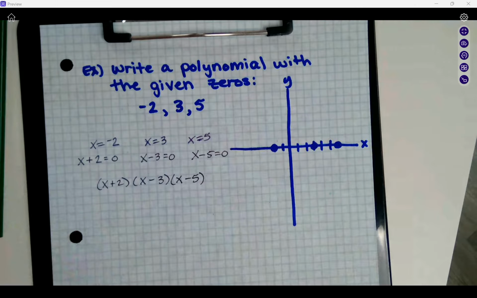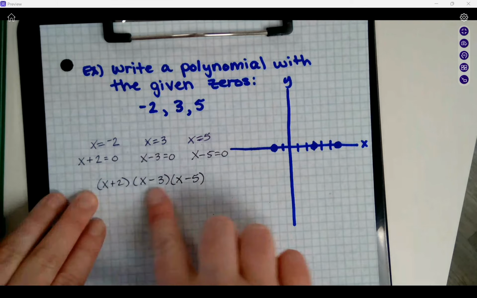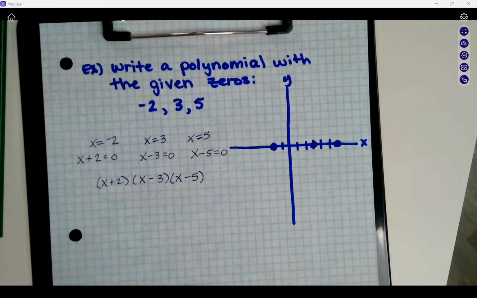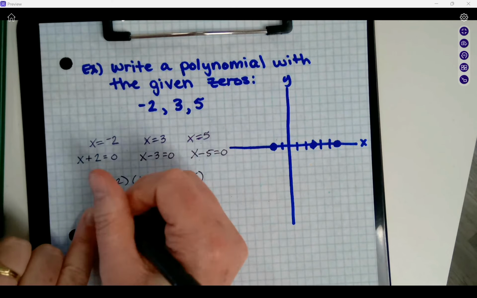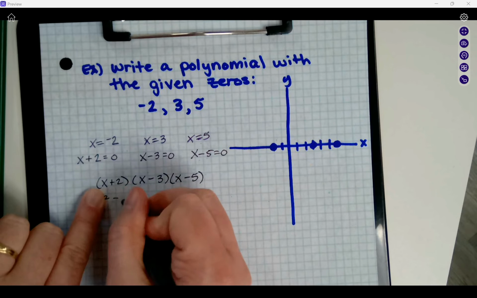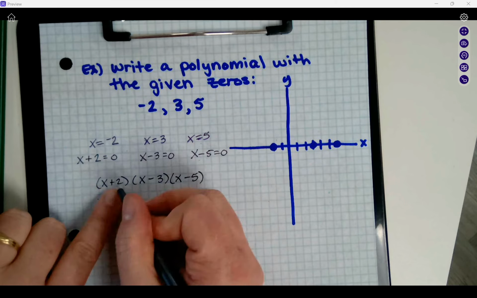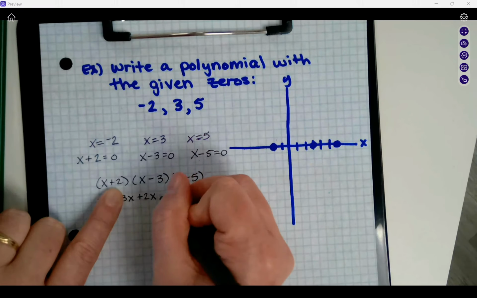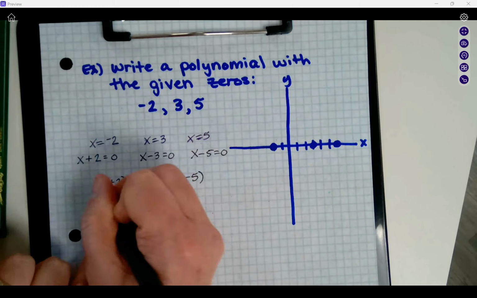of our polynomial. Now, to actually write the polynomial here with these given zeros, this is the exact process we would take every single time. I need to multiply these factors together. X times x is x squared. X times -3 is -3x. 2 times x is 2x, and 2 times -3 is -6.